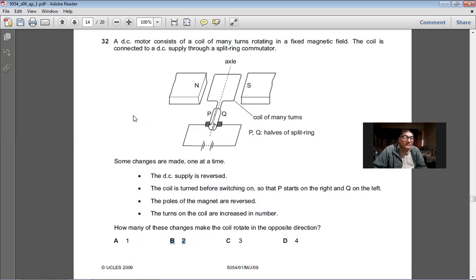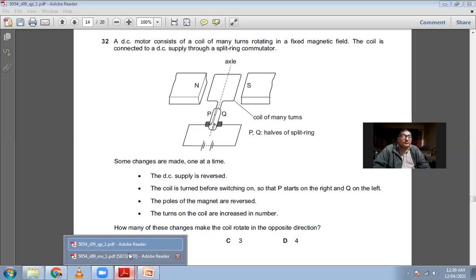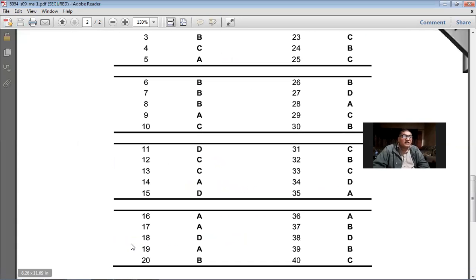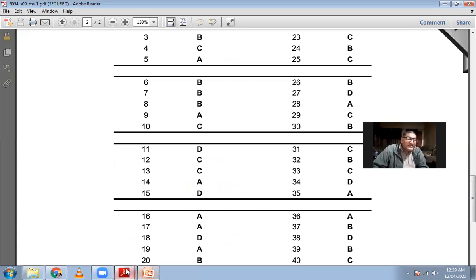Question number 32, B is the right option. Question number 32, B looks the best option to me. Question number 32, B is the right option, sir.